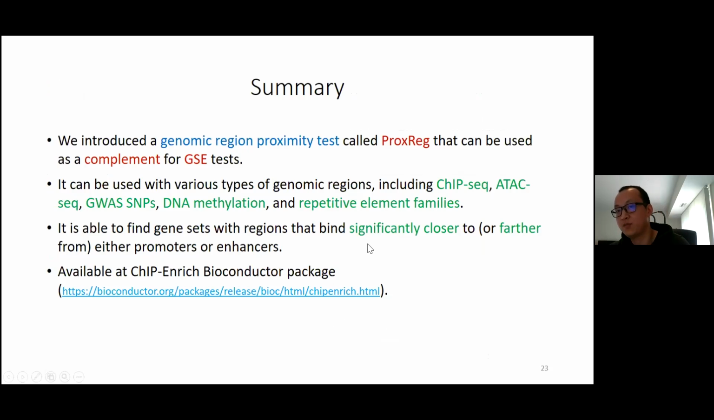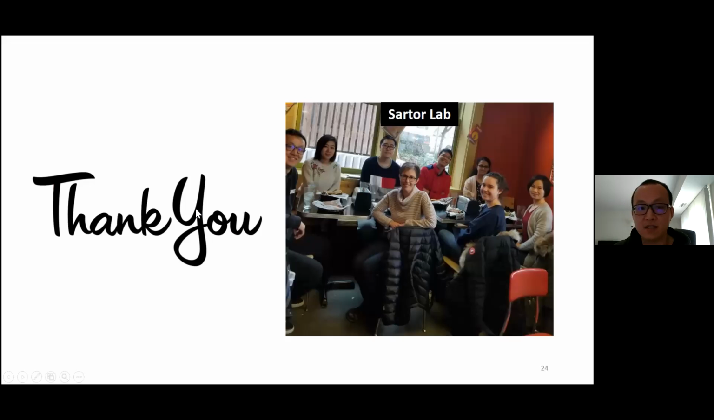So the summary of this research is that we developed a genomic region proximity test called Proxyrent that can be used as a complementary method to the normal GSE test. It can be used with various types of genomic regions, including ChIP-seq data, TAC-seq data, demethylation, and some others. It's able to find gene sets with regions that bind significantly closer to or farther from promoters. This method is available in the chip-enriched Bioconductor package. And here's our lab, and thank you. I would like to answer any questions.